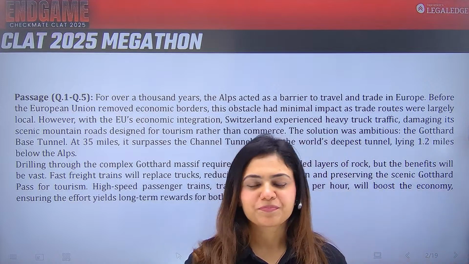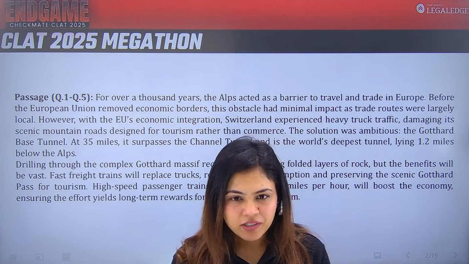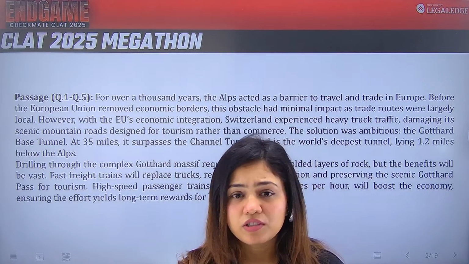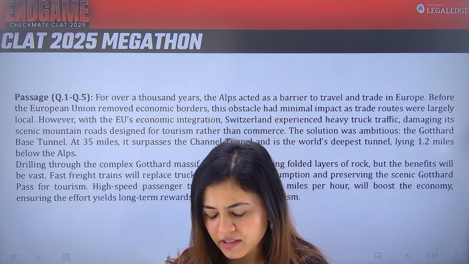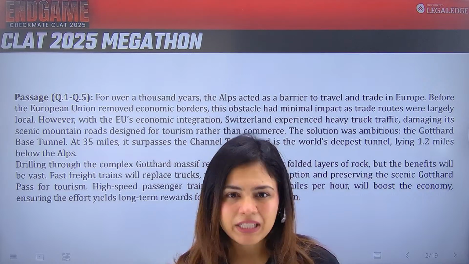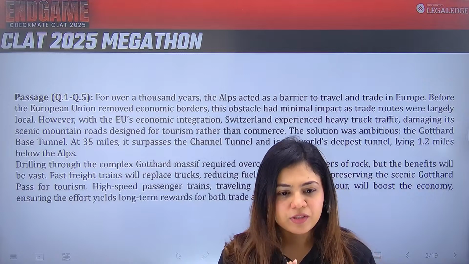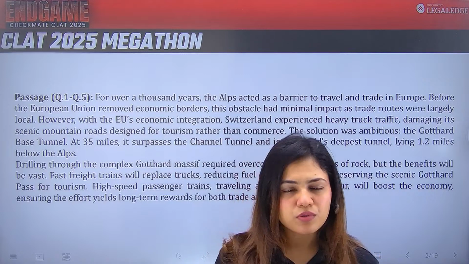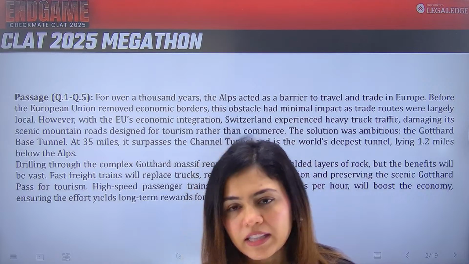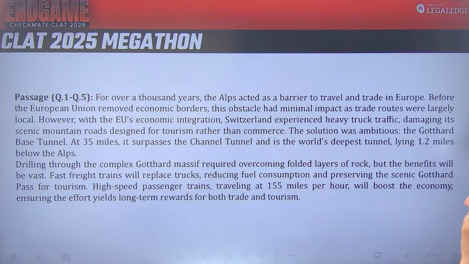All right. I think the passage per se was not that difficult. And if you guys had marked your keywords, you might have got the answers pretty easily. There was, I think, hardly a question or two that was a bit challenging. So हमें यहाँ पे समझ में आता है कि for over 1,000 years, Alps, you might have heard of Alps mountains, they have acted as a barrier to travel as well as trade in Europe.